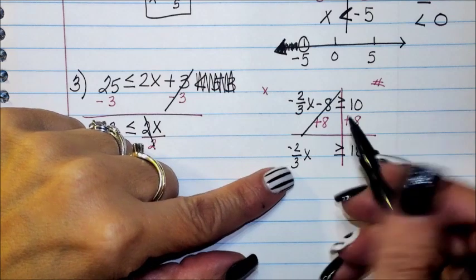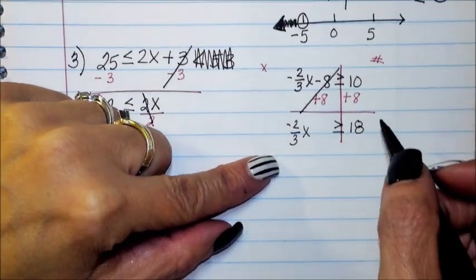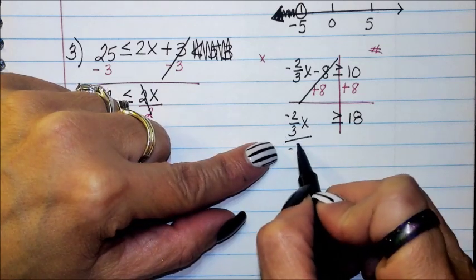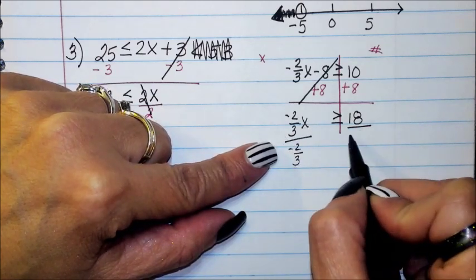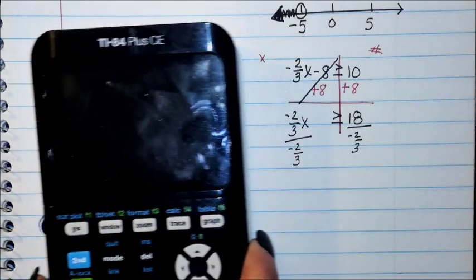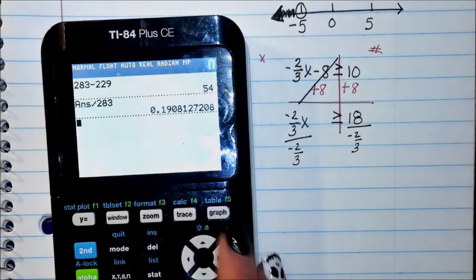Now I've got this 2/3 here. You've got a couple of different options. One is when you have something times something, we just divide, right? Divide by negative 2/3, divide by negative 2/3. And you're thinking, wait, what? Yeah, you just divide by it. It's a fraction instead of a whole number.